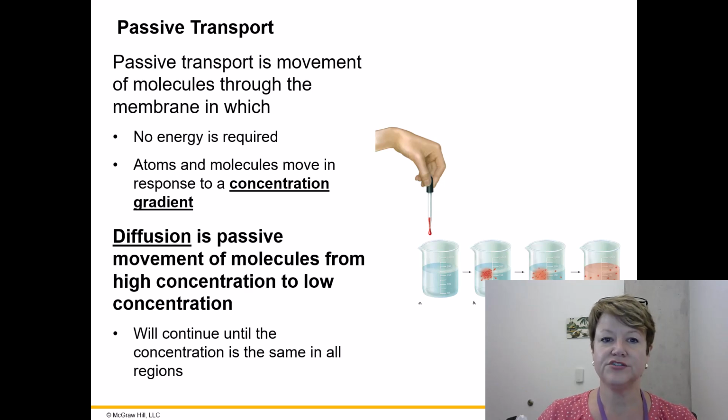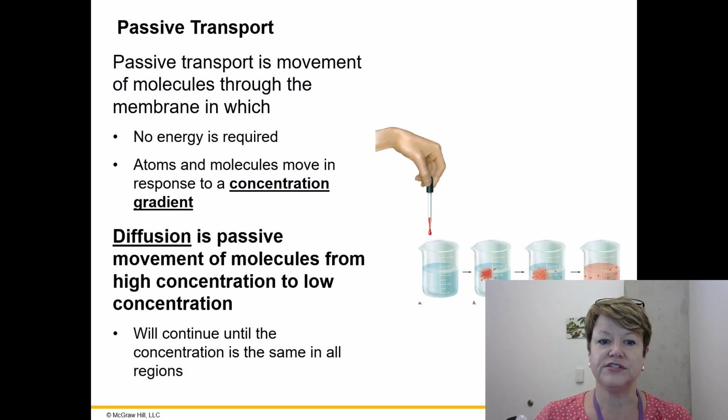So in this next lecture segment, we're going to consider the rules that govern how molecules will or will not be able to cross over a cell membrane. So we're going to talk about some basic rules of chemistry and physics, and then how it applies to the movement of molecules across a membrane.